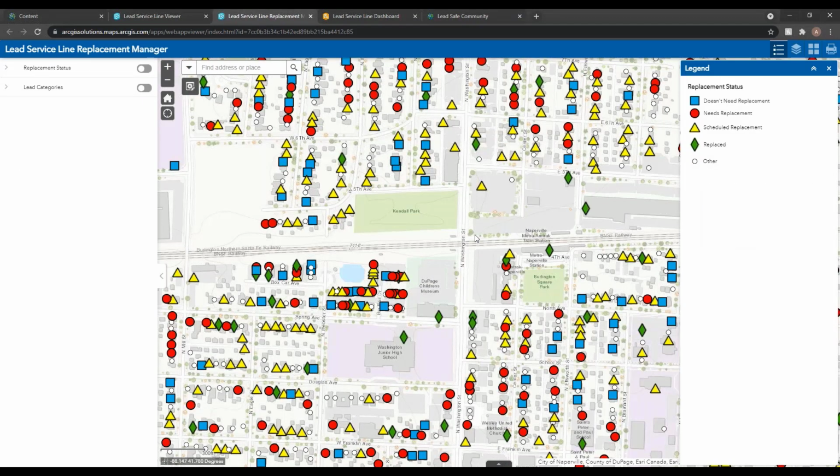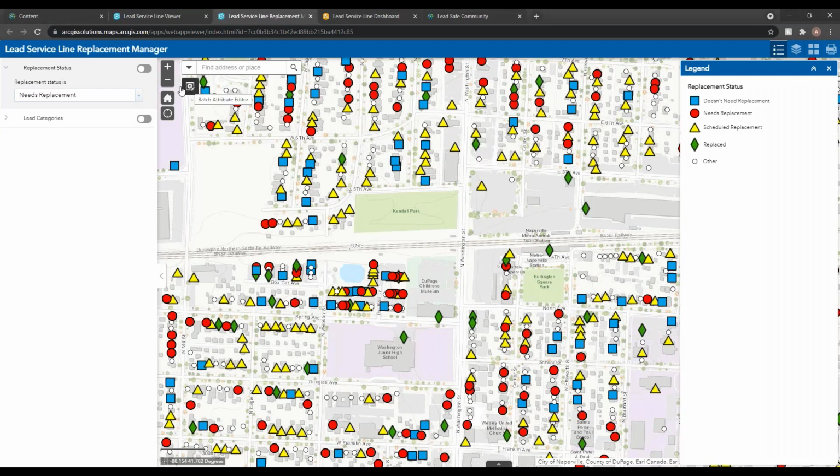So this would be performed by the engineers or the operations manager, whoever is determining which service lines need to be replaced. This is also utilizing filters. So we have a replacement status filter that is set up with the 4, and you can see them on the right-hand side in the legend. We have these different replacement statuses. So we have a need replacement, which is what it's set to right now, doesn't need replacement, scheduled replacement, as well as it's been replaced.